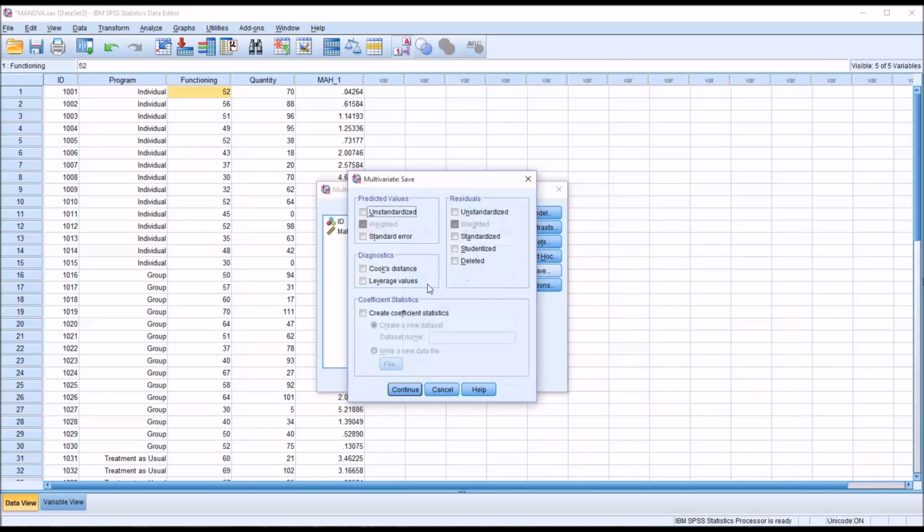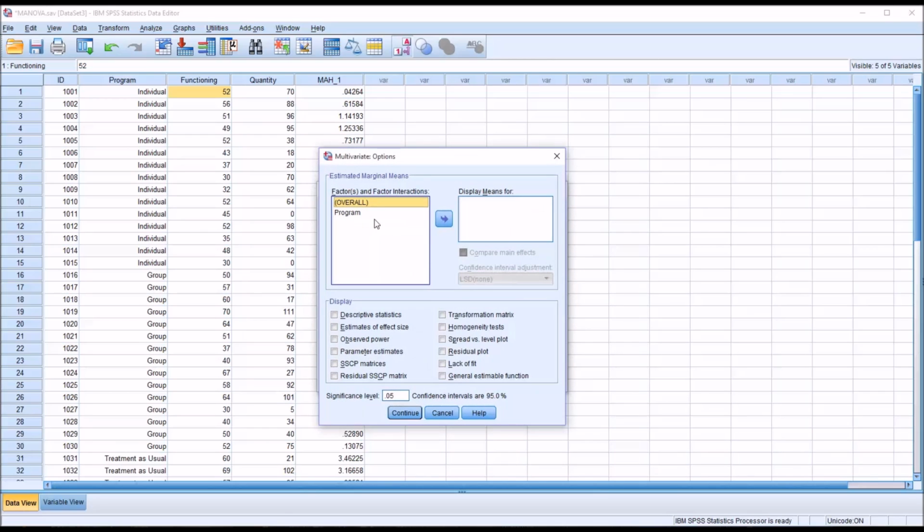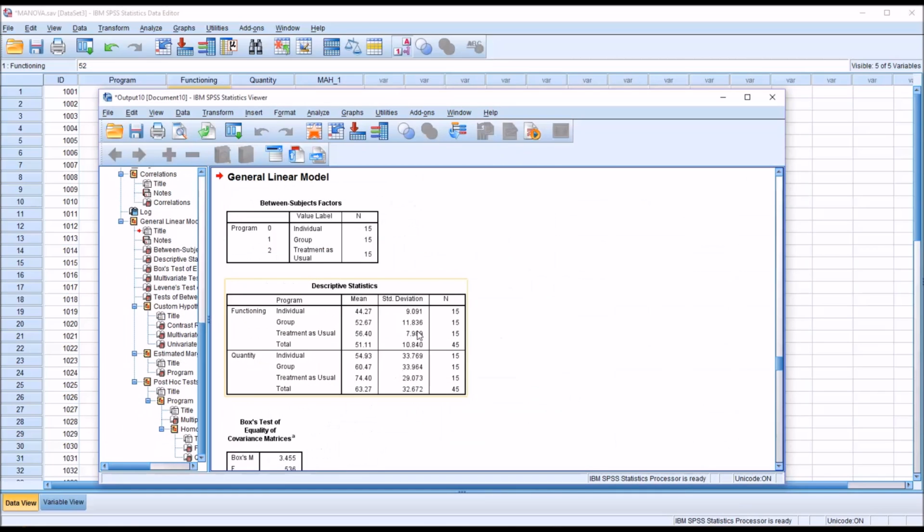Under Save, there'll be no changes. And under Options, I'm going to move program over to Display Means for. I do want homogeneity tests, descriptive statistics, effect size, and observed power. Click Continue. So now this dialog is configured for MANOVA. I'll click OK.